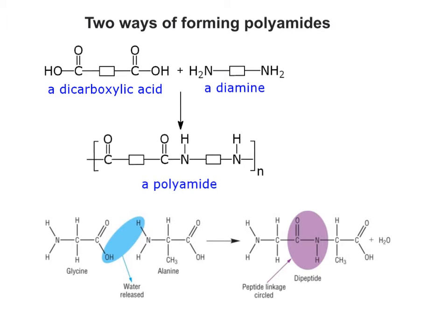So here we have two ways of forming polyamides, and in the top version I've shown where the amide linkage actually is, in blue. So basically what you've got is either a dicarboxylic acid plus a diamine, or at the bottom you can have two amino acids reacting with each other.